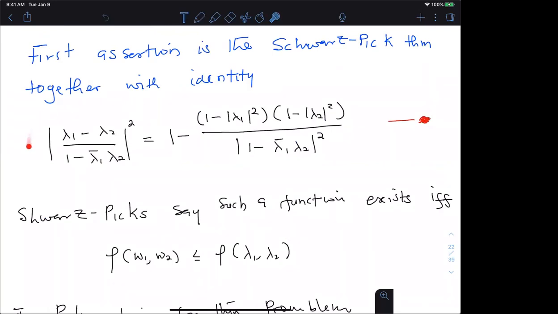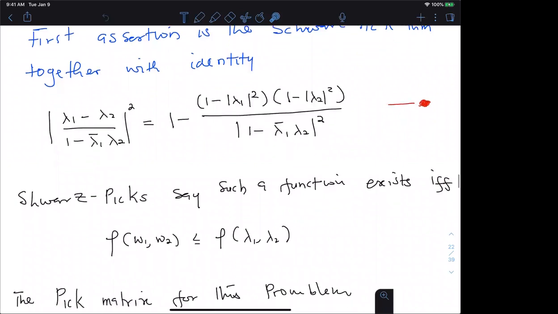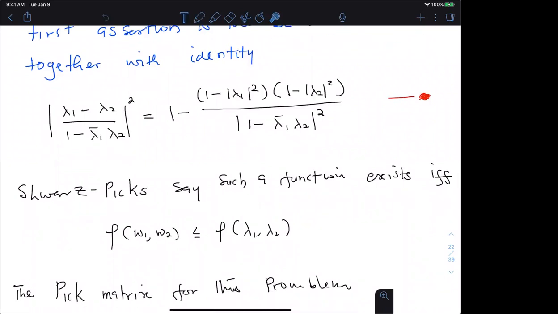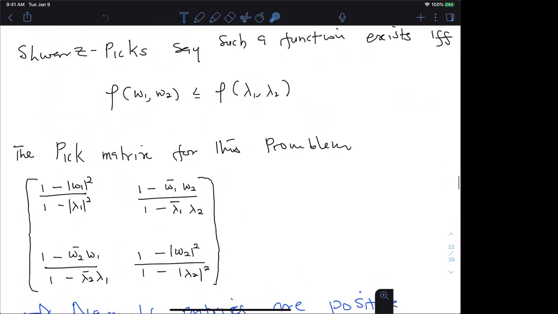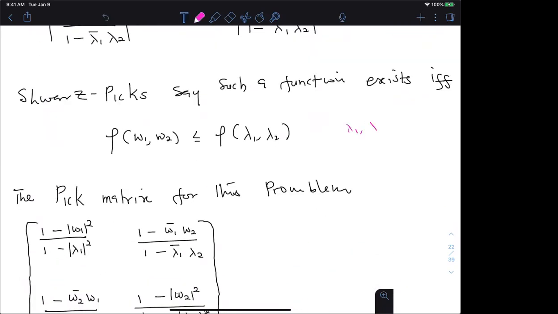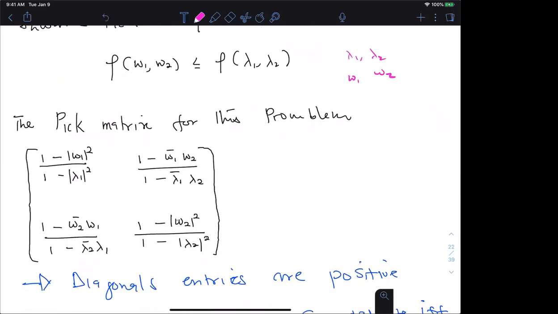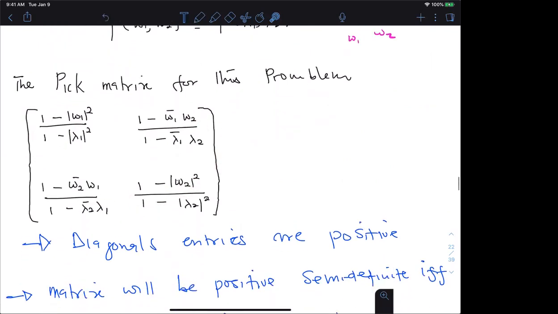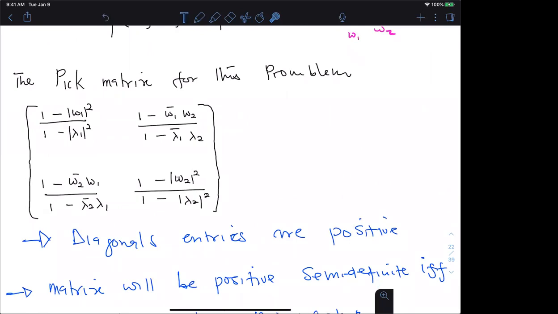So we're going to use this identity. It requires just a few steps to verify that this is equal to that. Now, because we have just a two-dimensional problem, here we have lambda 1, lambda 2, and omega 1, omega 2, the Pick matrix associated with this data is what is shown here. Now, the diagonal elements of this matrix are all positive. Remember, lambda and omegas are all in the unit disk, so the diagonal elements are all positive.